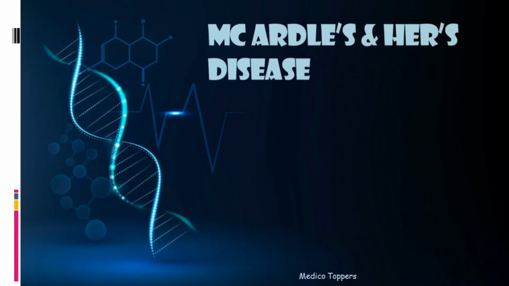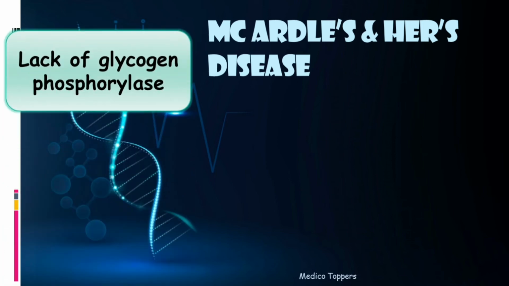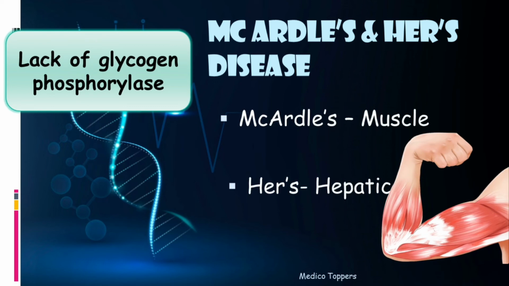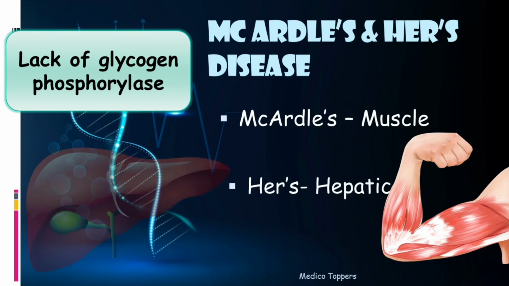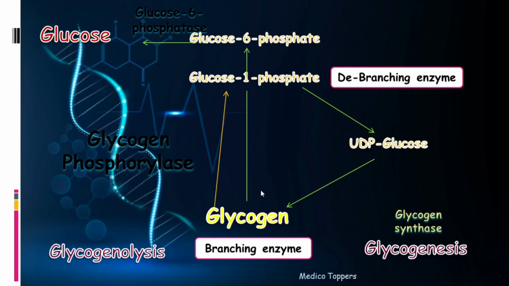Next, there are two disease conditions which are very similar, that is McArdle's and Her's disease. Here there will be a lack of glycogen phosphorylase, and in case of McArdle, the glycogen phosphorylase mainly comes from muscle, and in case of Her's disease, the glycogen phosphorylase mainly comes from the liver. You can remember as MM and HH so that it would be easy for you. If there is a lack of glycogen phosphorylase in muscle, that will lead to McArdle's disease, and if there is a lack of glycogen phosphorylase in liver, that will lead to Her's disease.